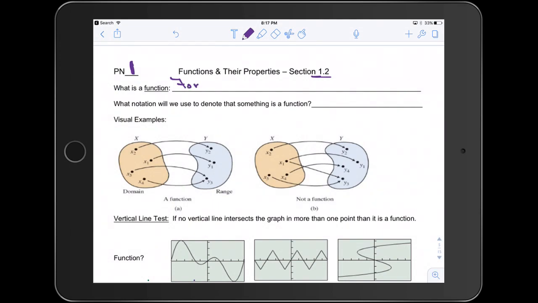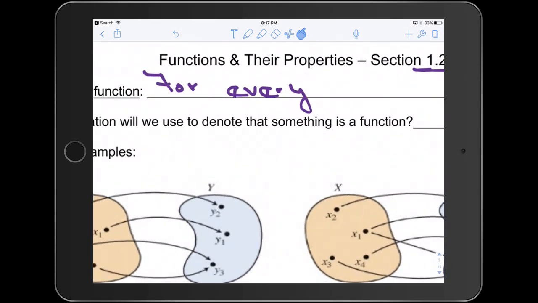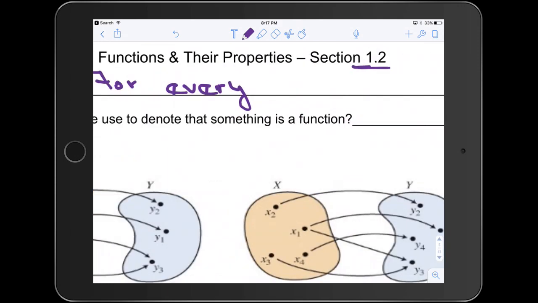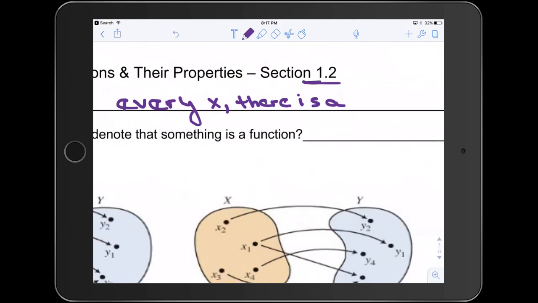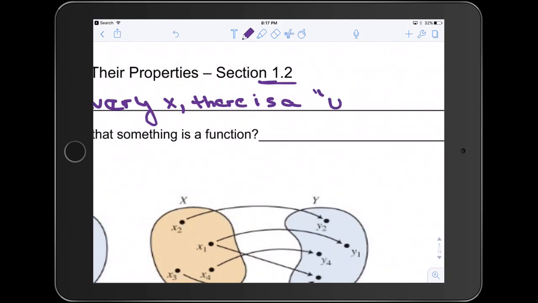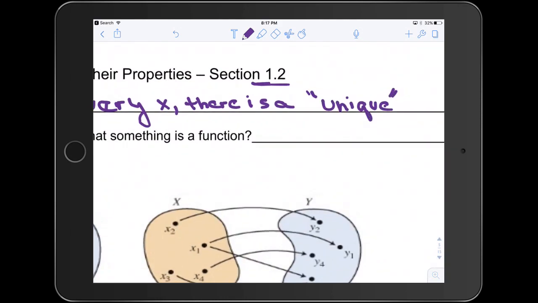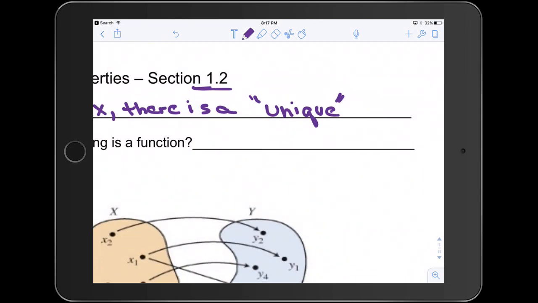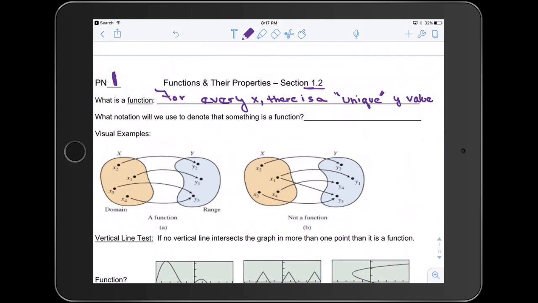The definition is for every x, there is a unique, this is kind of my word, I like using that word unique, y value. I'm going to zoom in a little bit because I seem to write a little clearer that way, and now I'm going to shrink it back down.